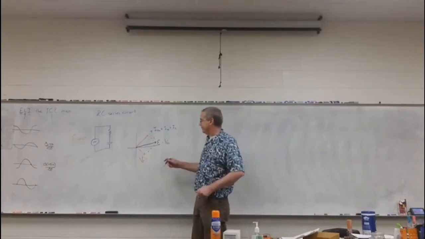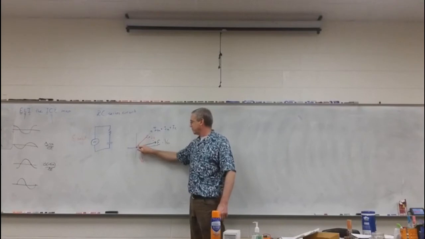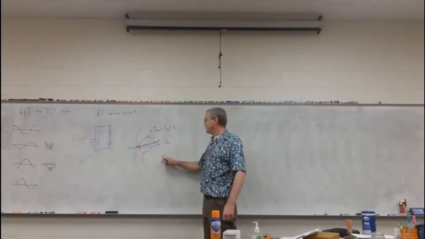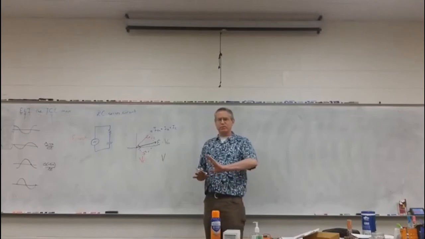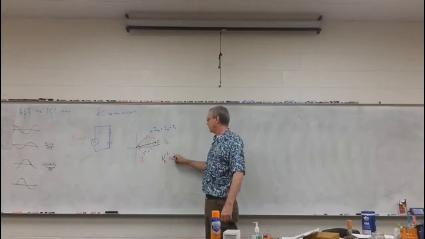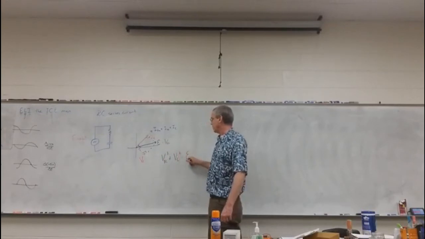Because that's a right angle there, and that's a right angle there, I have a rectangle. I'm not writing down a formula that's always true. I'm writing down a formula that's true for this case, that VR squared plus VC squared is equal to epsilon squared.